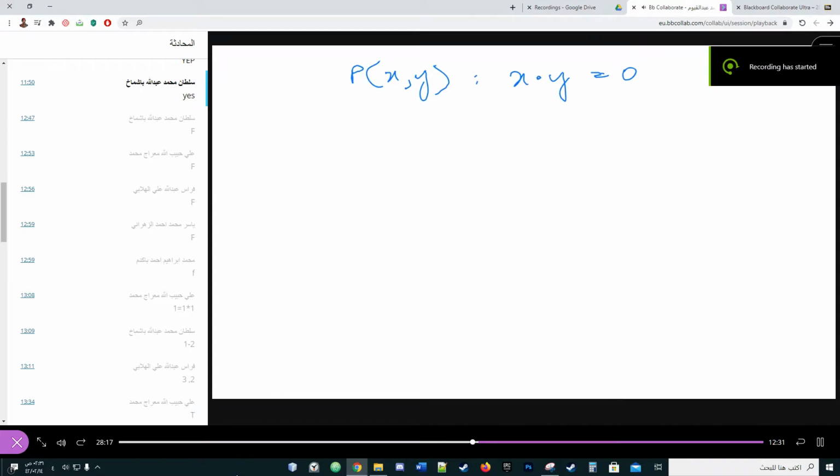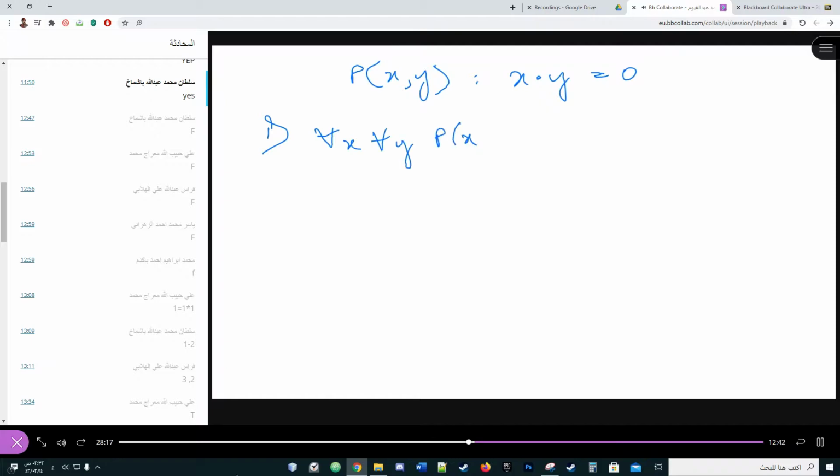So we have x times y equal to 0. The first one, for all x and for all y, is p of x true or false? For all x and for all y. Okay, Sultan says false. Anyone else? Ali Habib says false. Others? Firas says false. Why? Can someone give me an example of two numbers where it is false? Can someone give an example?